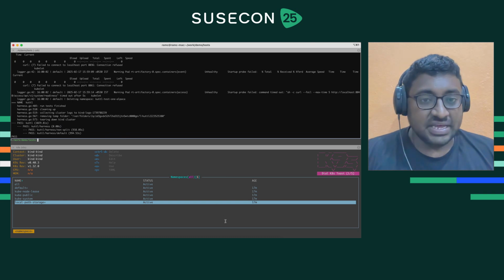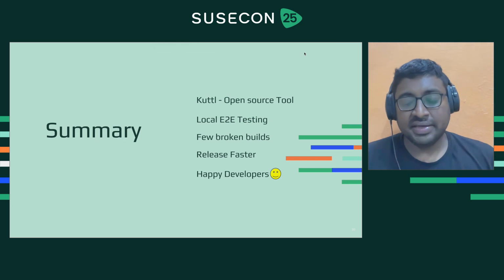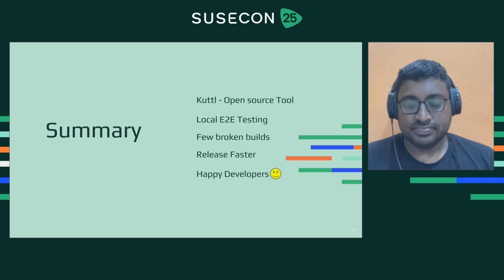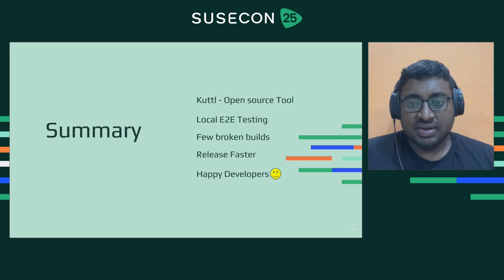Now let's go back to the presentation. Okay, a quick summary of what we have learned today: Kuttl is an open source, CNCF graduated tool. It can be used for local testing, and we have seen a quick demo of it as well. With developers testing locally, there would be fewer broken builds on a remote CI/CD server, which would also mean you can release faster, which would also mean happy developers.